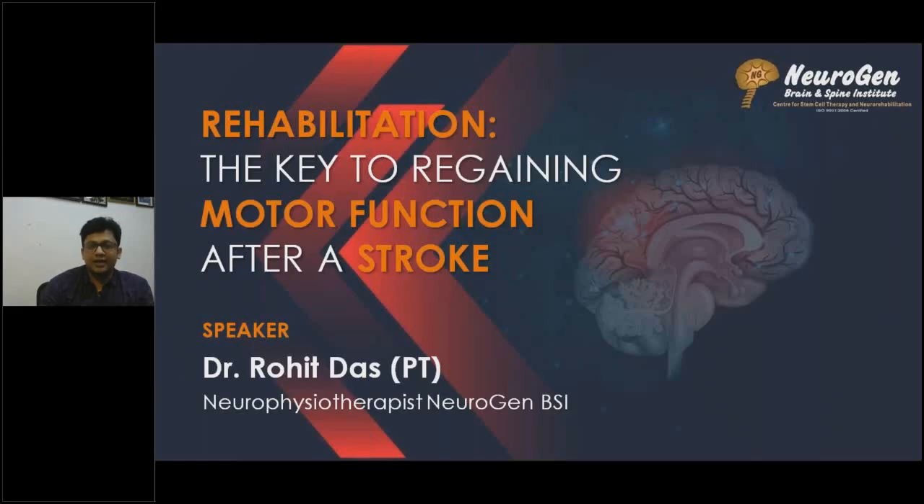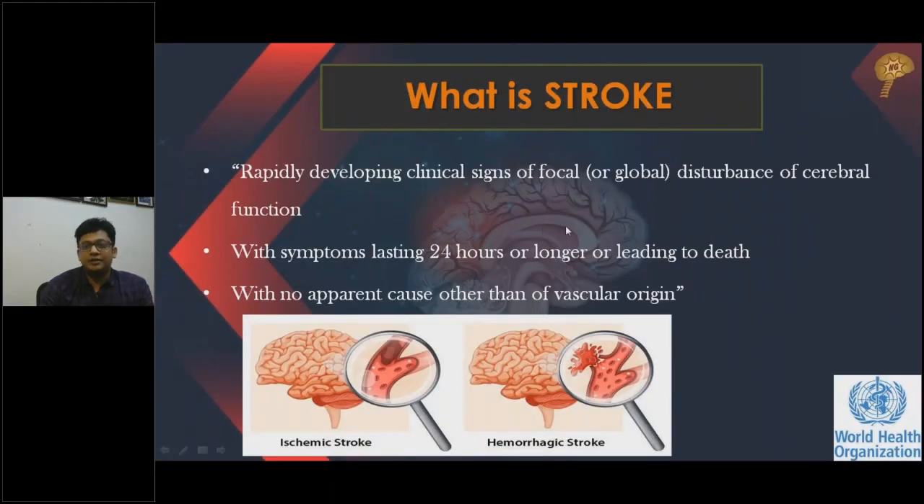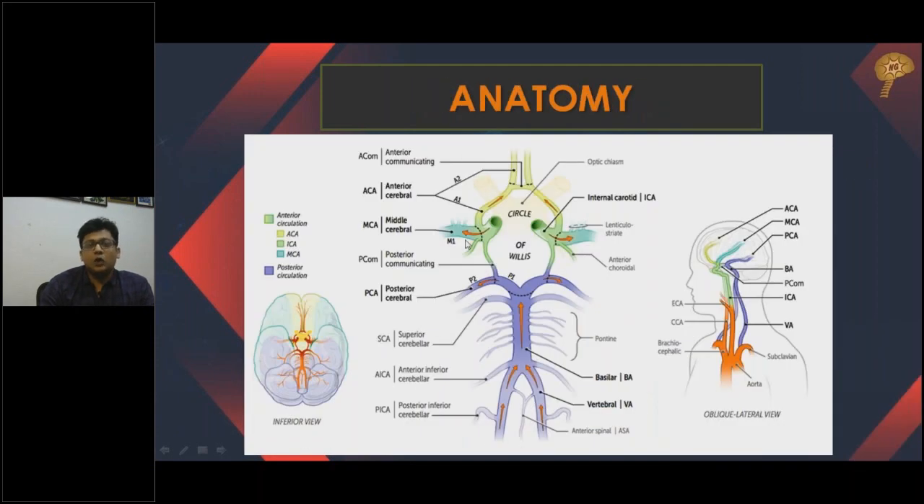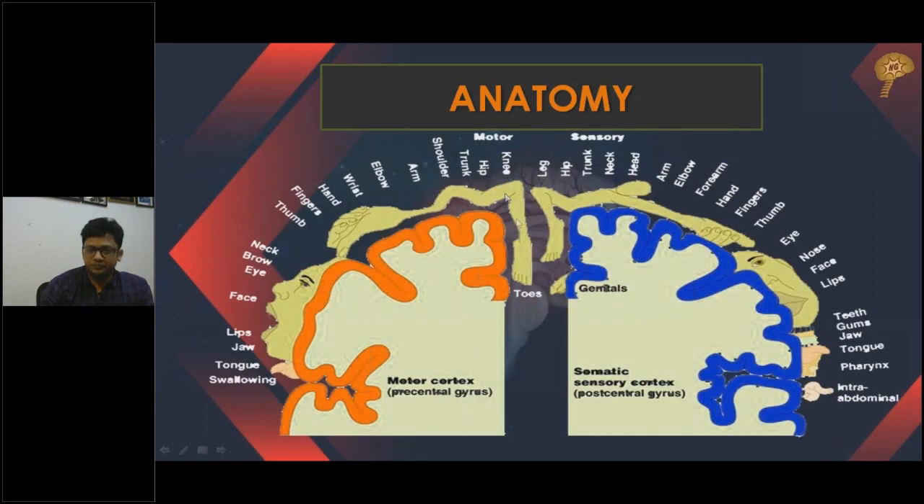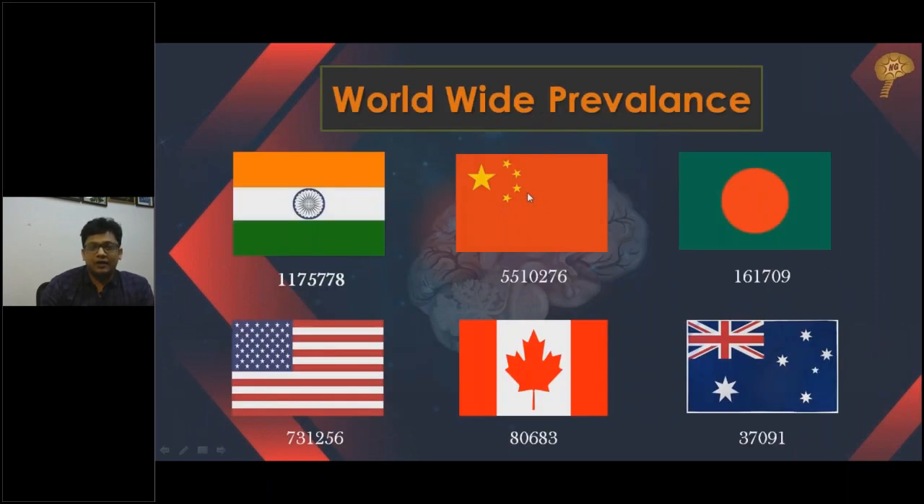I discussed what is stroke. Any interruption of the blood supply to the brain is stroke, which lasts for 24 hours or longer or leads to death. Then we discussed the normal blood supply of the brain, that is the circle of Willis. Then the specific areas and some functions, and the motor and sensory homunculus. Then we discussed the worldwide prevalence.